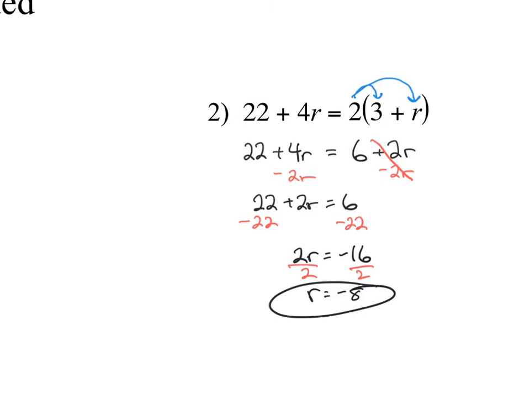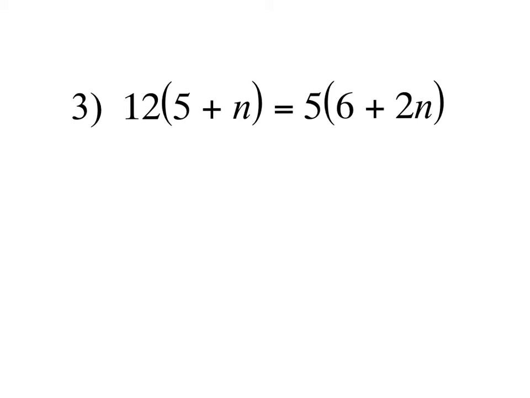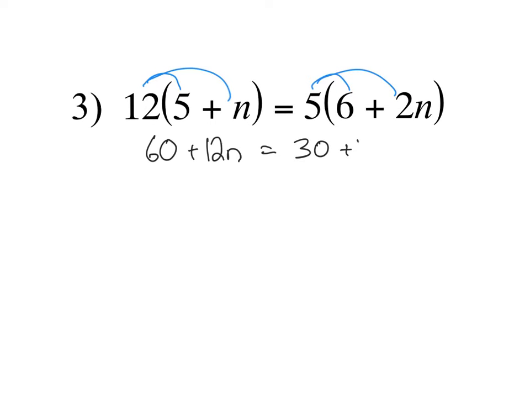Okay, let's see what else we've got on this page here. Oh boy, double distribute. All right, let's do this. Let's try to take care of those parentheses right away, real quickly. So I'm going to go here, here, and then I'm going to go here, here, all in the same step. All right, you with me on this? 60 plus 12n equals 30 plus 10n. Okay, just check in. Yeah, that looks good.